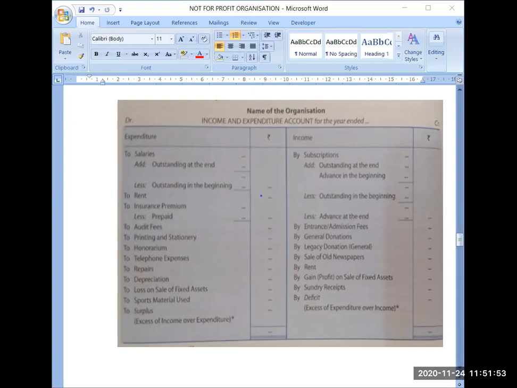So if there is no specific donation, like you have received donation only, that will be considered as revenue receipt. Only the specific donation for any specific purpose, if received, that will be considered as capital receipt. Legacy: sometimes people donate their will in the favor of some not-for-profit organization. Then by rent, by gain, by sundry receipts. So whatever the revenue receipts are there, that will be written in the income and expenditure account.